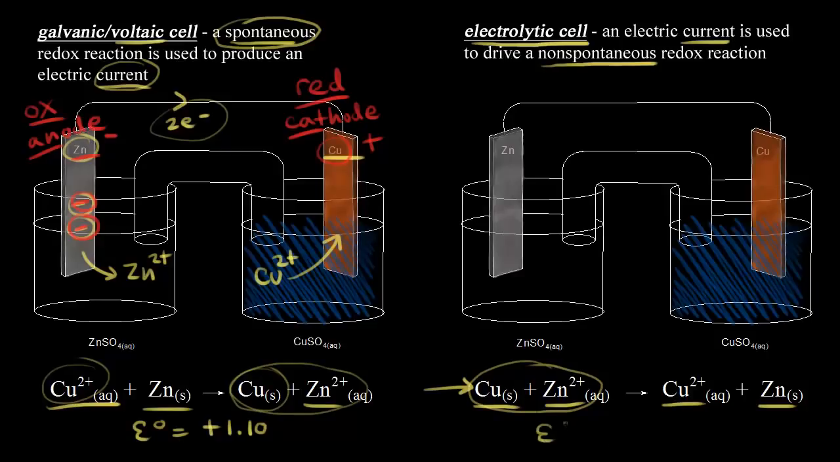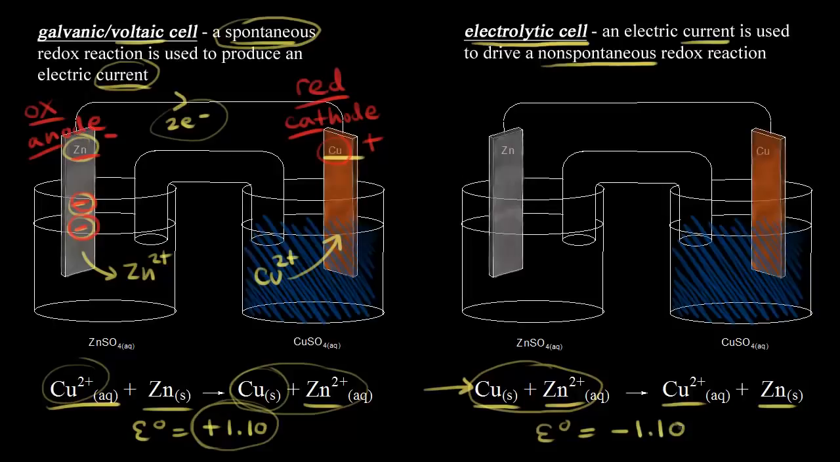To find the standard cell potential, all we have to do is take the negative of this cell potential because we just reversed the reaction. So if we reverse the reaction, we just change the sign. So the standard cell potential would be negative 1.10 volts.